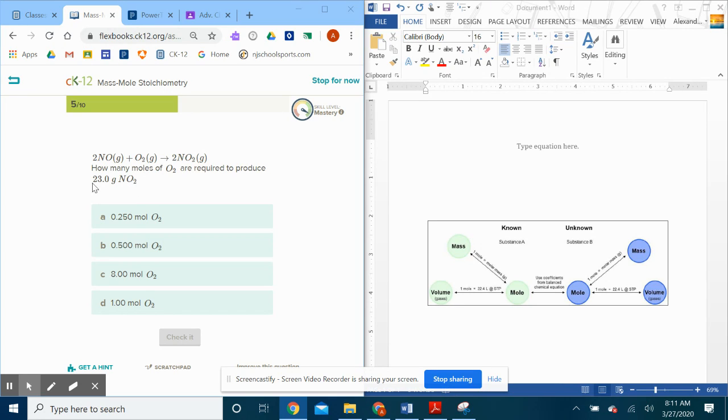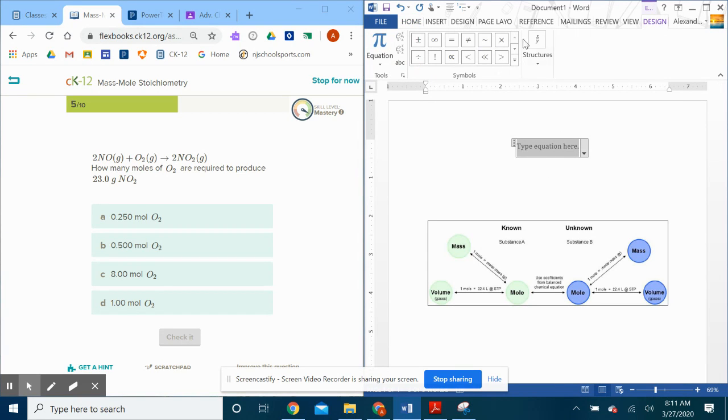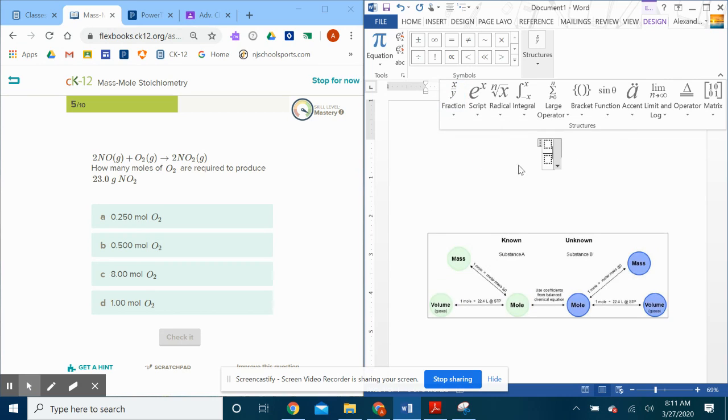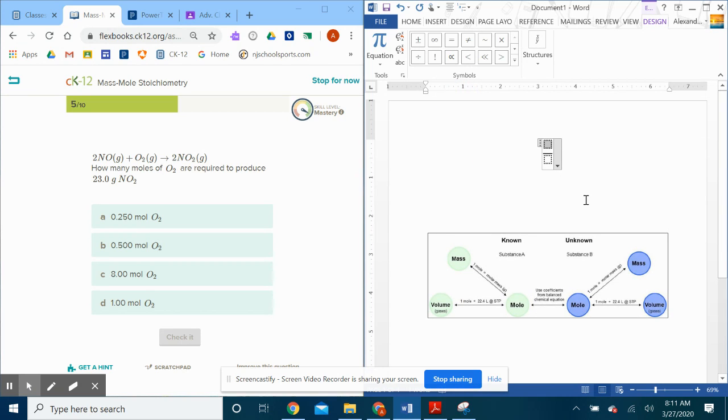So again, this is what we're given, so that's what we're going to start with. So our fraction here, we're going to write 23.0 grams of NO2. All right, so that's our given.